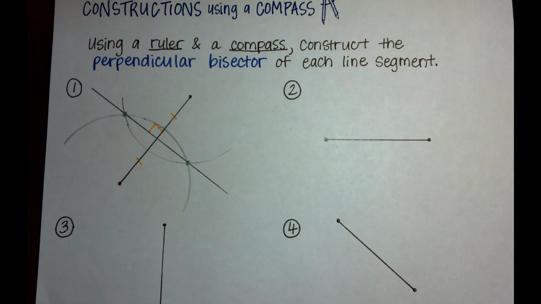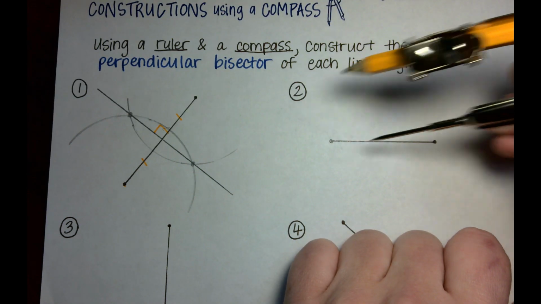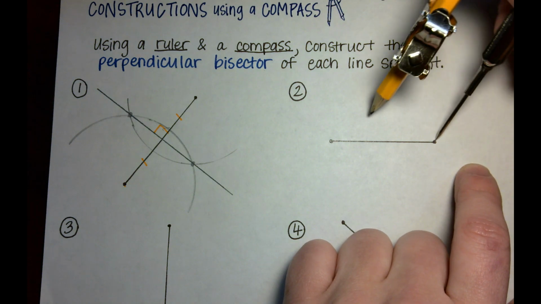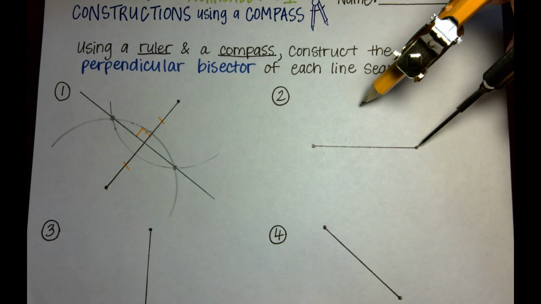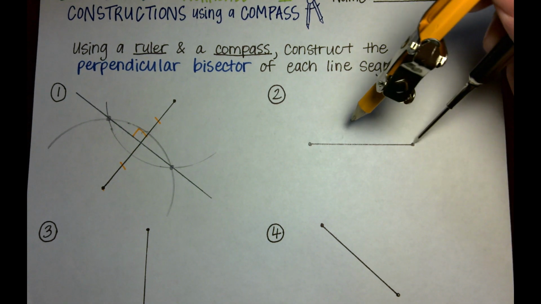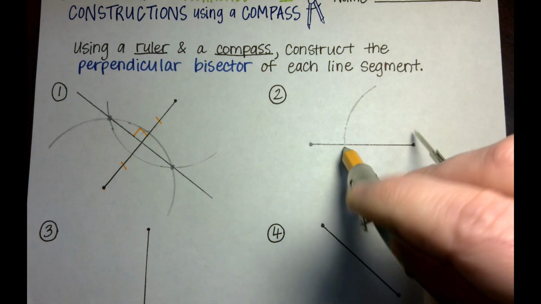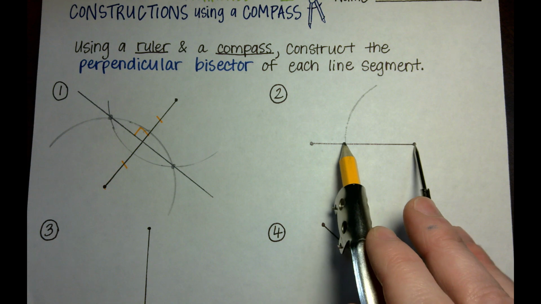Gonna be pretty much the same thing. Where am I starting? Either or. One of the little dots, one of the end points. And then I need to make sure it's opened up at least halfway. Make an arc. You could do a full half circle if you want.